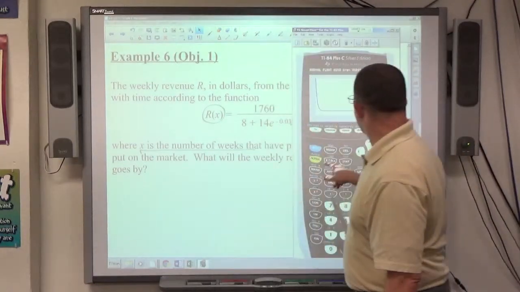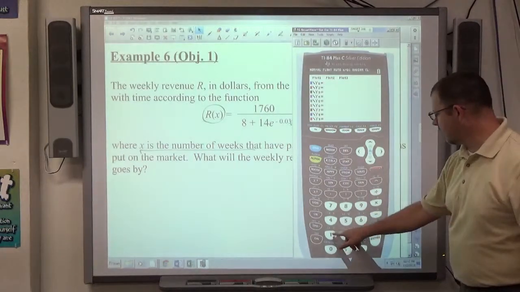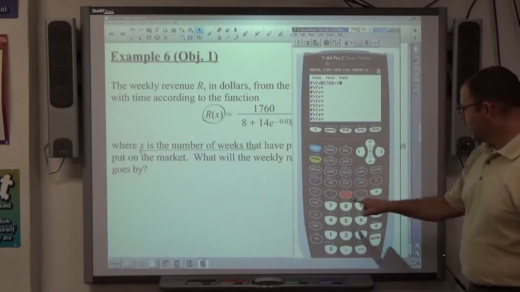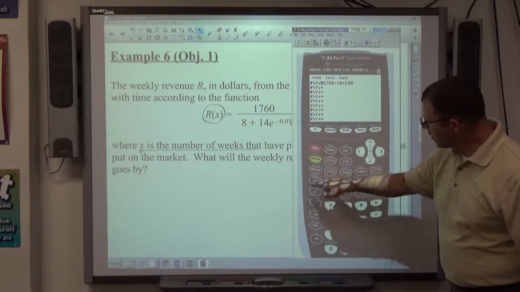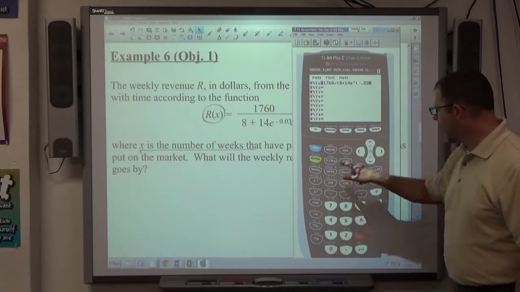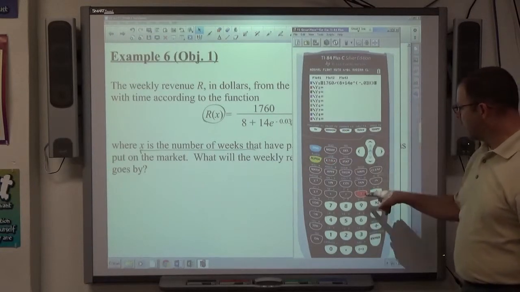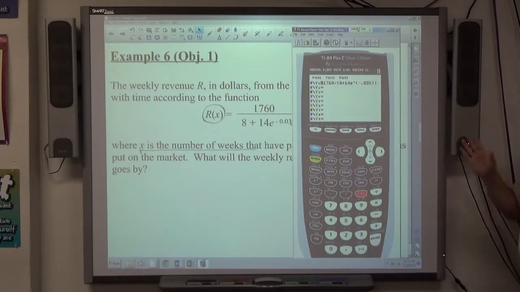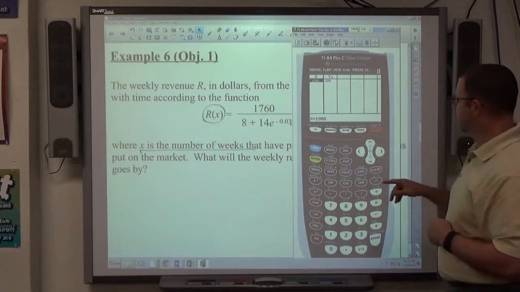So if I go to my calculator again, go y equals, and I clear that out, and I type in my equation, which is 1760 on top, divided by parentheses, and then 8 plus 14e, so again that's second ln, negative 0.03x, end parentheses for the e power, another end parentheses for the denominator. All right? So that's our equation. And if you just take a look, go to our table first.